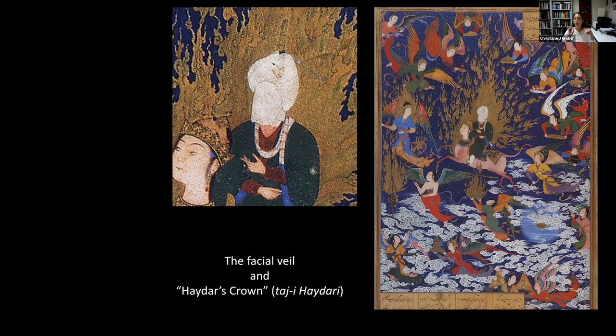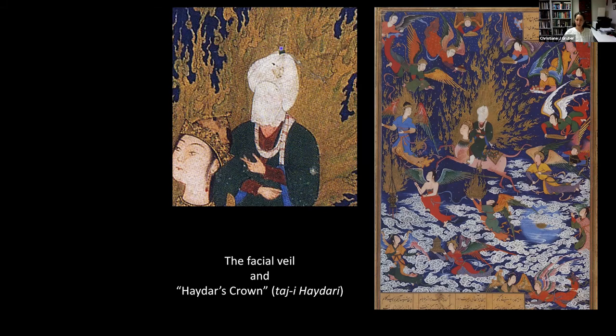One, the facial features are not shown. And that's a conscientious choice on behalf of the artist. The artist has decided to give him a white facial veil right here. And the artist has also decided to give him a very specific kind of headgear, which is not just a simple white crown, but it is a turban.